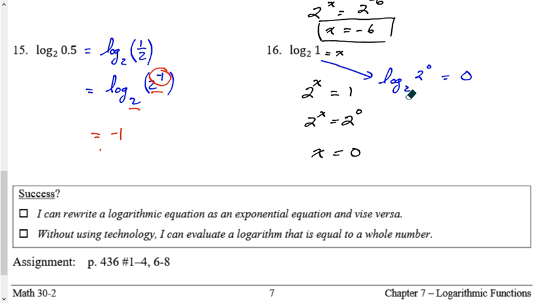There you have the first part of this lesson. So some practice questions for you to work through, and then you can continue on to the next part of this lesson.